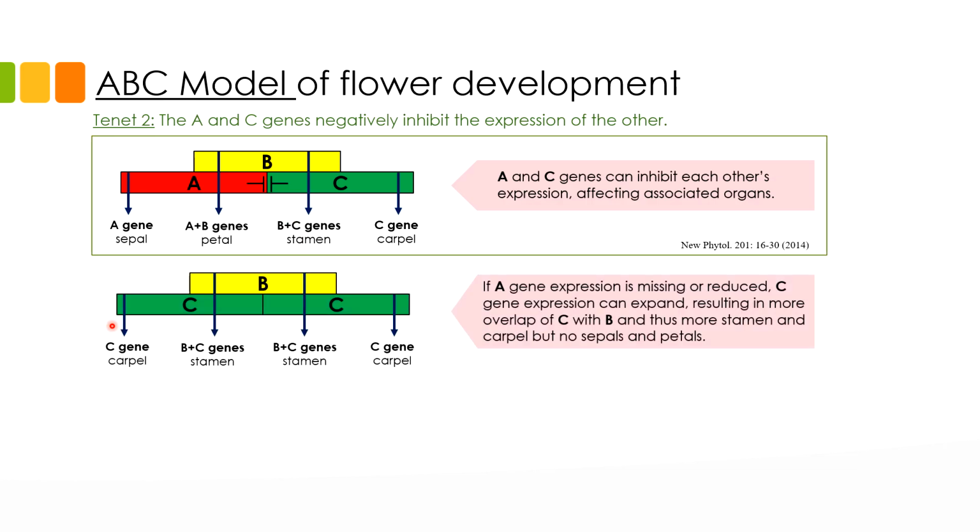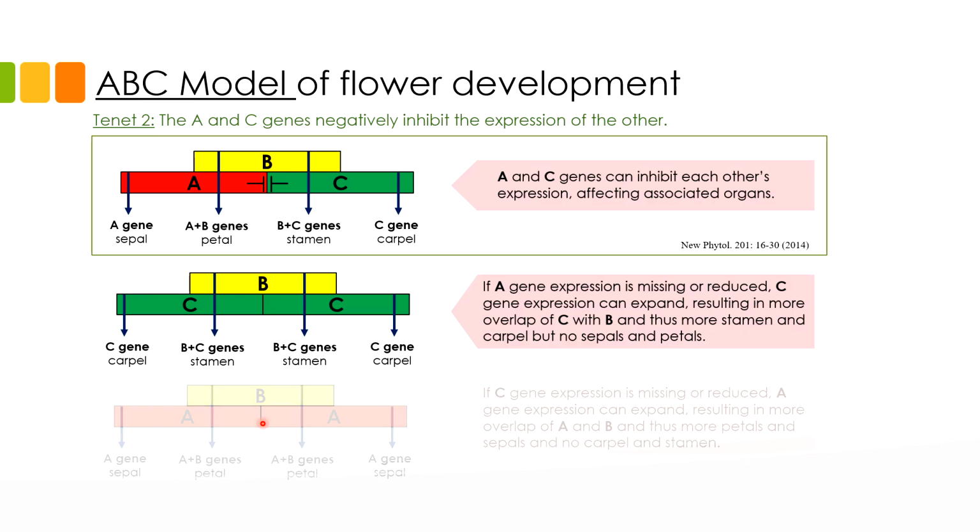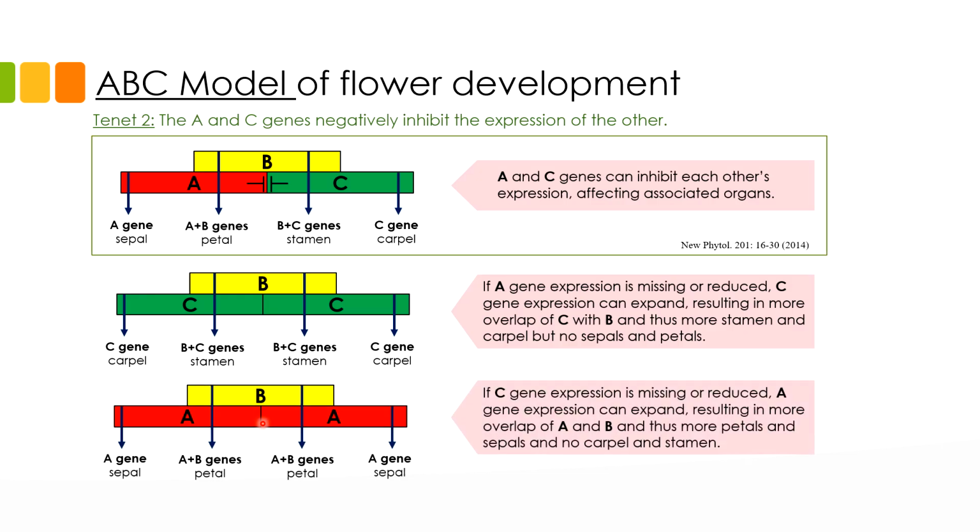For example, if A gene expression is missing or reduced, C gene expression can expand, resulting in more overlap of C with B, and thus more stamen and carpel, but no sepals and petals. Conversely, if C gene expression is missing or reduced, A gene expression can expand, resulting in more overlap of A and B, and thus more petals and sepals, and no carpel and stamen.